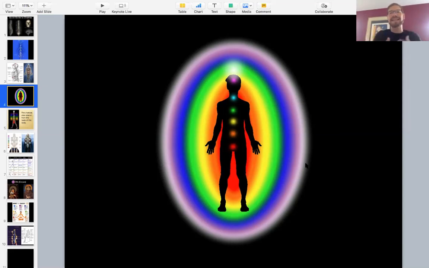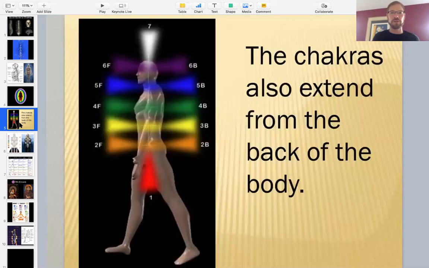So like I said, we can't see these as just one location on the body because they are in multiple locations simultaneously, which is hard for us to perceive because we perceive things in just four dimensions. Okay, so like I said, each one of these hubs not only can be measured out in front of the body, but it also can be measured out behind the body.